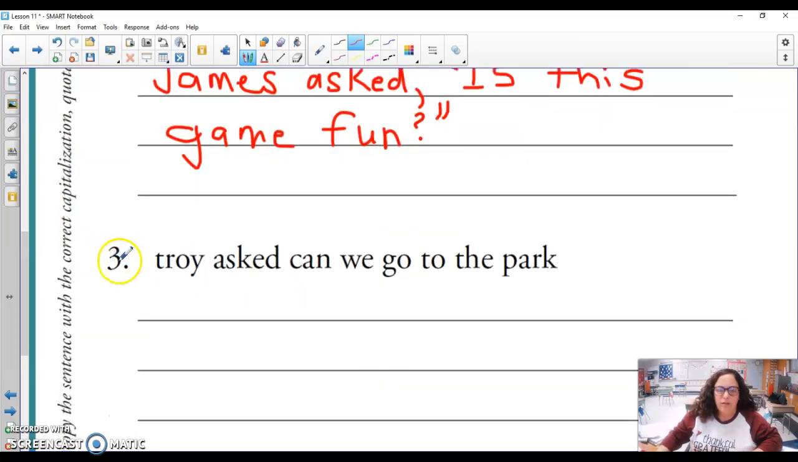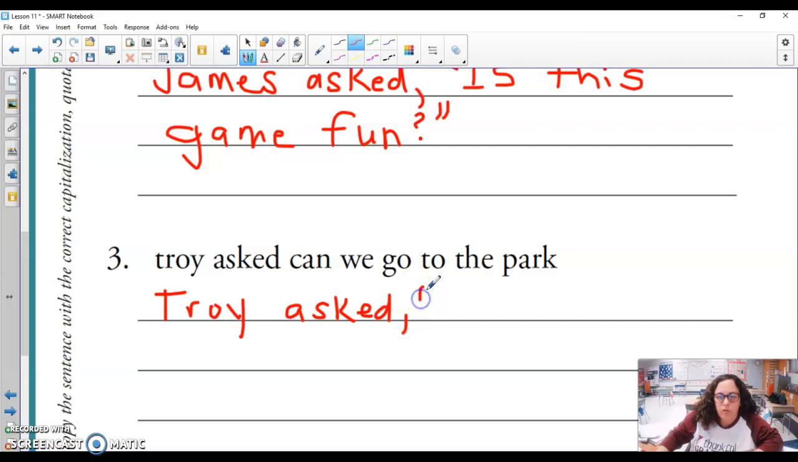Number 3, Troy asked, "Can we go to the park?" So we're going to start out with a capital T because Troy is his name and it's beginning our sentence. Troy asked. Again, the ED says the T sound because the K is unvoiced. And so the ED is unvoiced. So Troy's asking, so we have to put a comma and we're going to pause. And now we'll start our quotation marks because this is where he starts to talk. "Can we go to the park?" So again, capitalize your C. It's the beginning of your sentence of what Troy is saying.